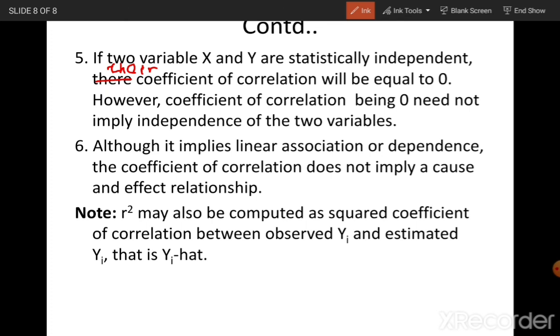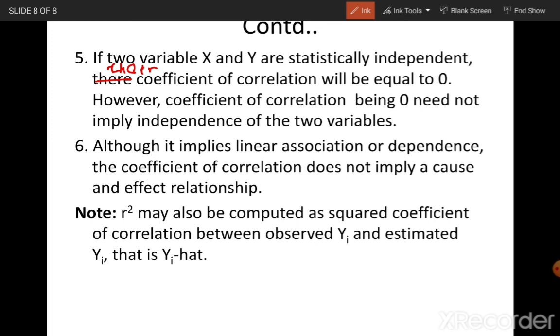Finally, what we had discussed even in the beginning introduction lectures, linear association or dependence as measured by the coefficient of correlation does not imply a cause and effect relationship. On the other hand, when we are estimating a regression model, we are in essence implying that changes in x cause or affect changes in y, right? So that's a very important difference between correlation and regression.